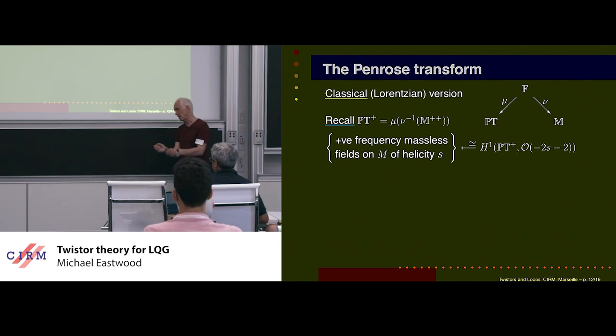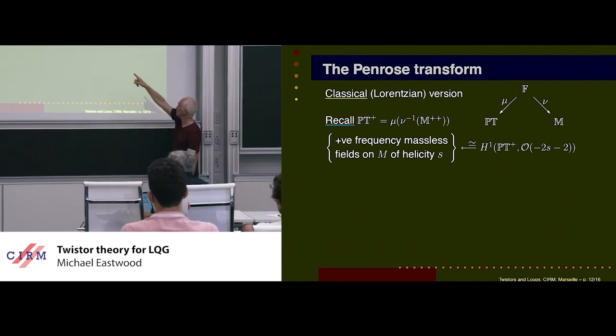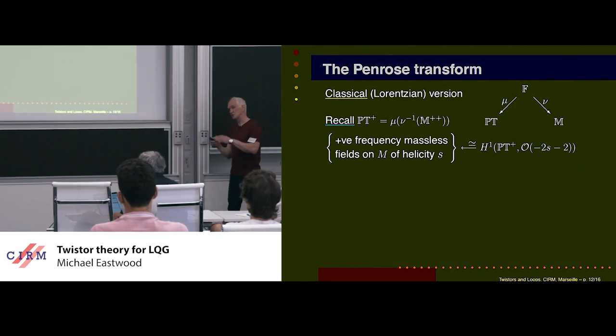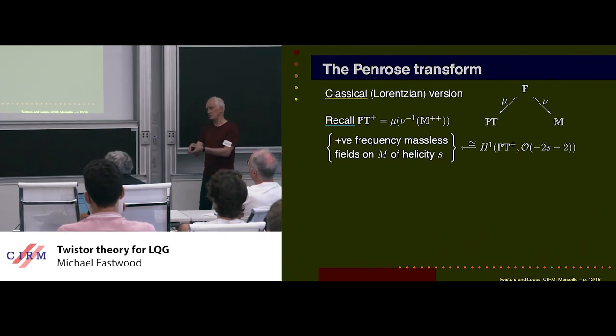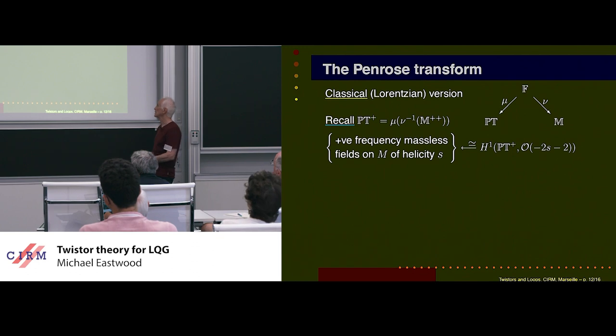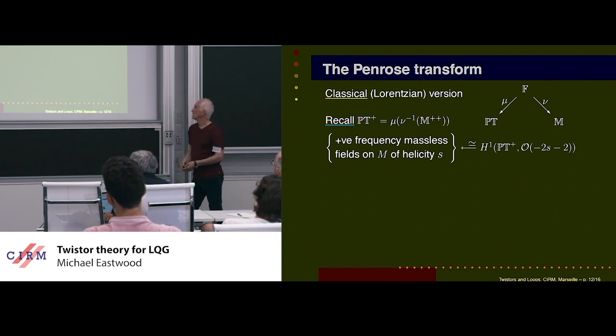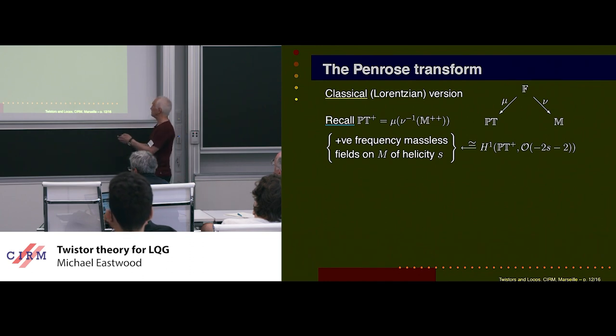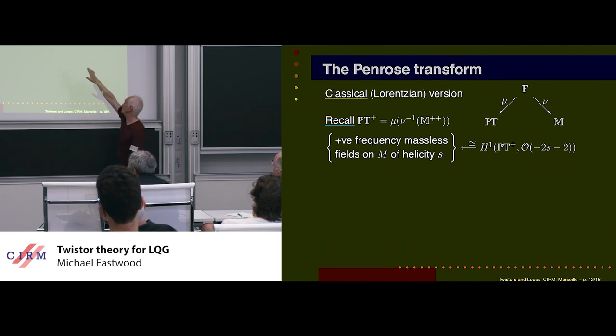This means actually that they extend holomorphically into this M++. It's just like Fourier series, where you have a Fourier series on the equator of a sphere extending either to the upper half space or the lower half space, depending on the frequency of the Fourier coefficients. And from the Twistor point of view, these things are uniformly represented by this gadget.